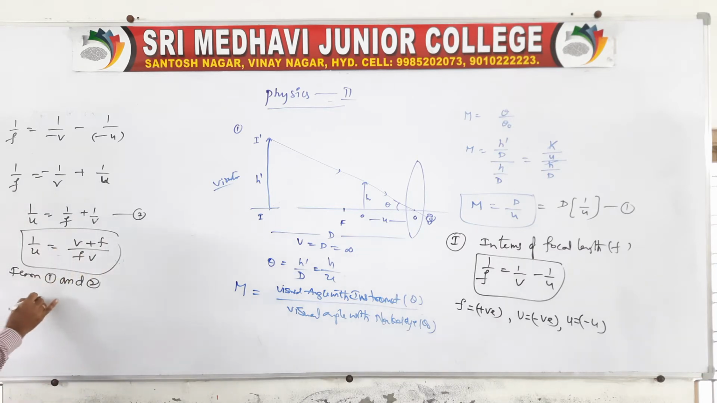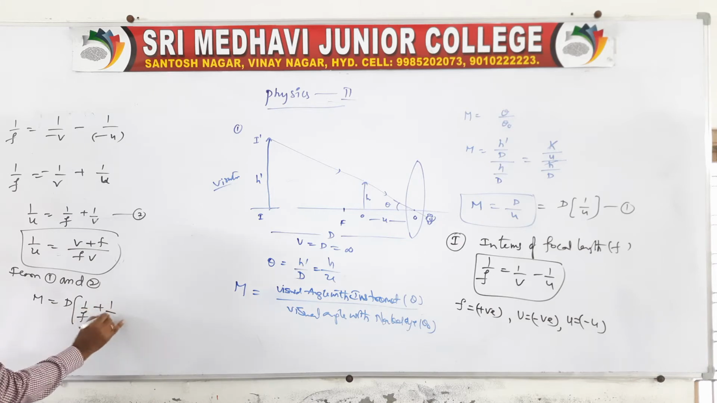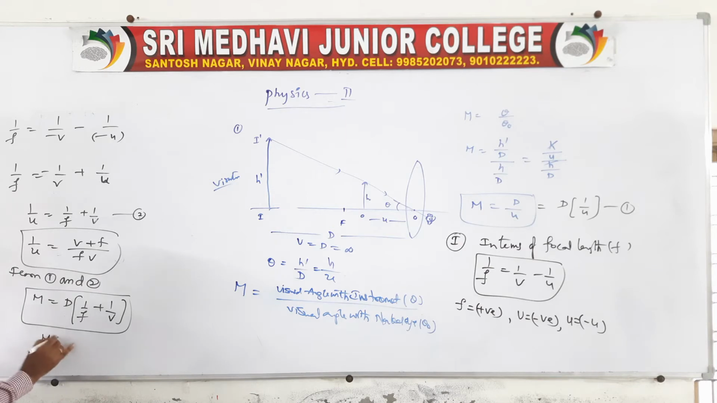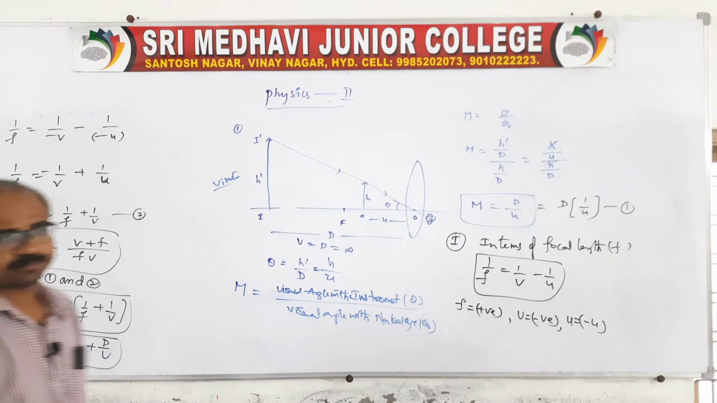So capital M is equal to d of 1 by u, which is nothing but 1 by f plus 1 by v. It is the relation for the magnification in terms of focal length. In terms of focal length, we can say capital M is equal to d by f plus d by v. This is in terms of focal length, and you remember it is very, very important. This is case 1.